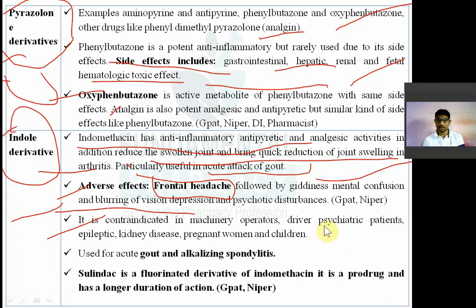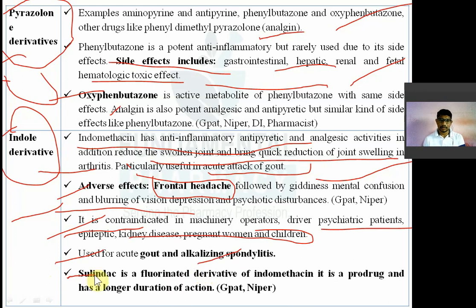They are also contraindicated in psychiatric patients and patients having a history of epilepsy. जिसको epileptic attack आता है उसमें भी ये use नहीं करें. Also contraindicated in kidney disease, pregnant women, and children. Indoleacetic acid is a rarely used drug nowadays. Its use is restricted to gout. It is used in acute gout and ankylosing spondylitis.